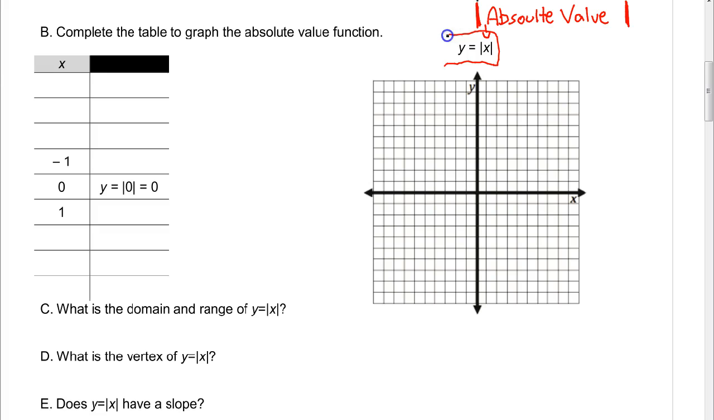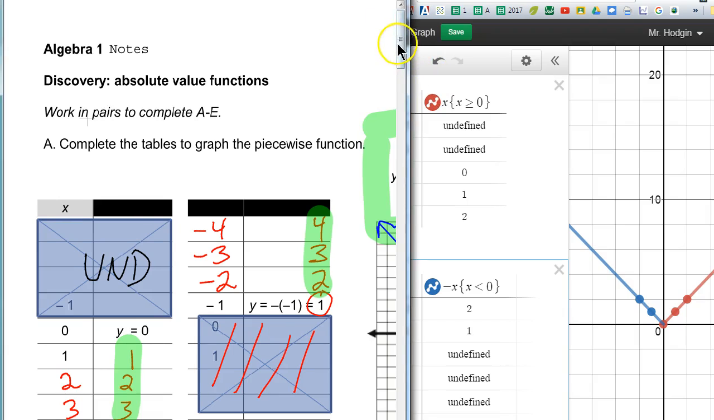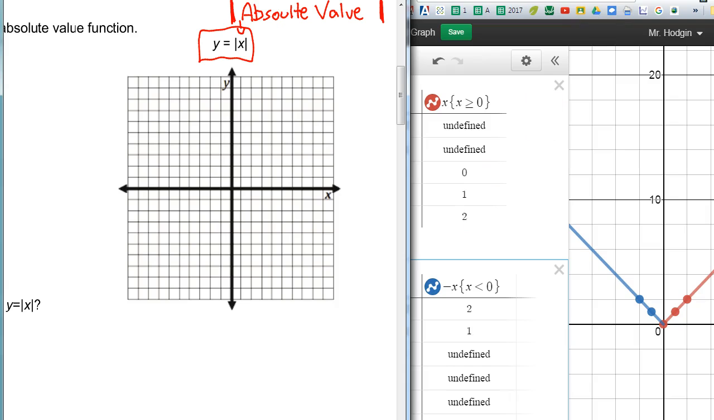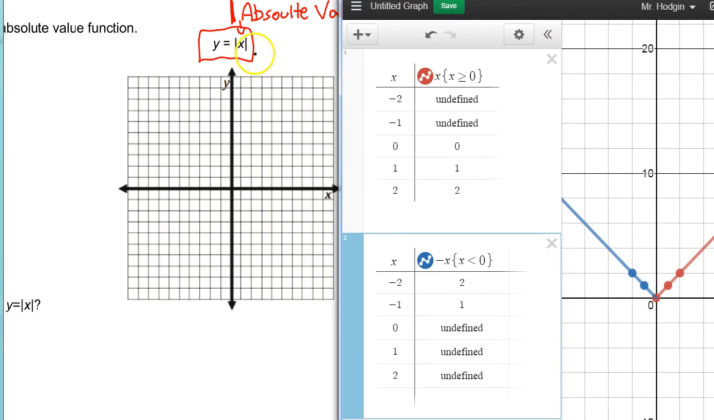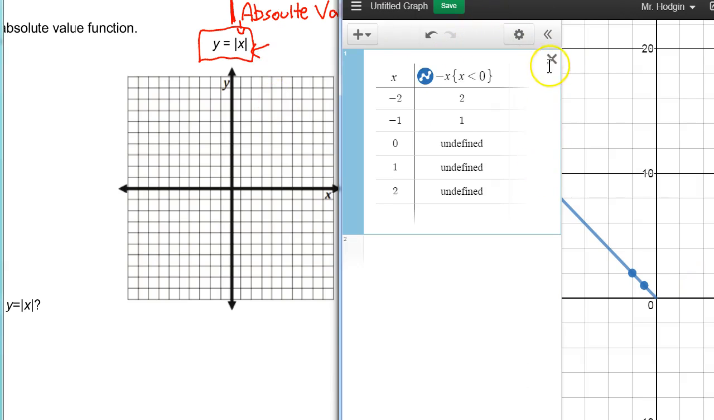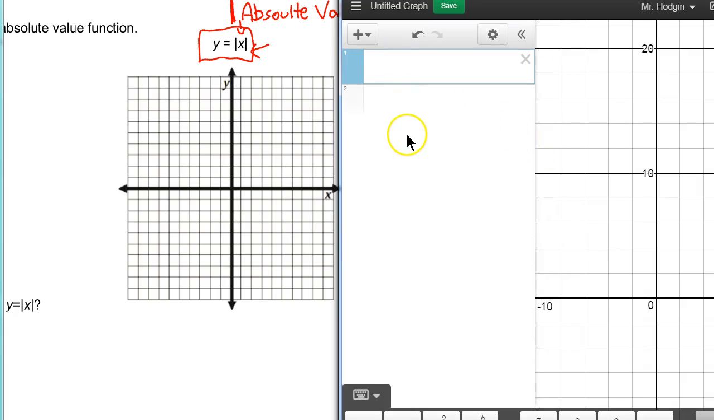So let's take our graph and we're going to punch in now this symbol. So what we can do is get rid of this. I'm just going to X them out, get them off our graph. So it's a clean slate. And type in y equals.